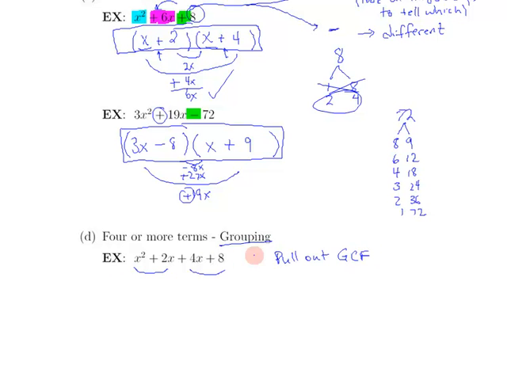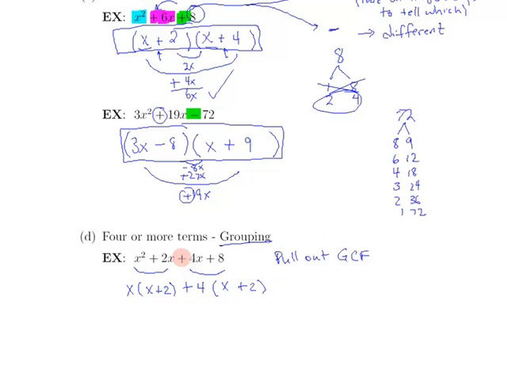There's not a GCF for the whole thing, but if I look at just the first two, there is something they have in common. They both have an x in common. Leaves me with x plus 2. The second terms, they both have a 4 in common. I'll leave that plus sign in between here, so plus. Pulling out a positive 4 leaves me x plus 2.